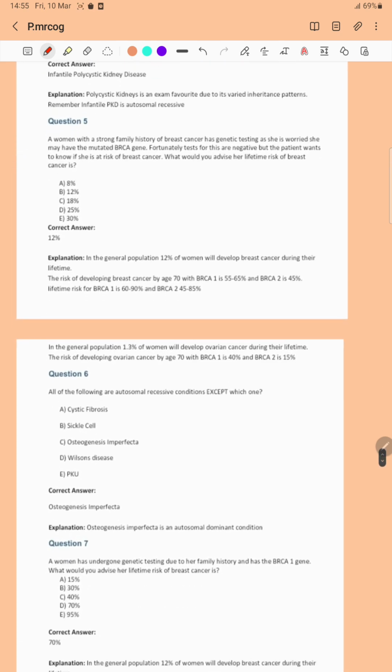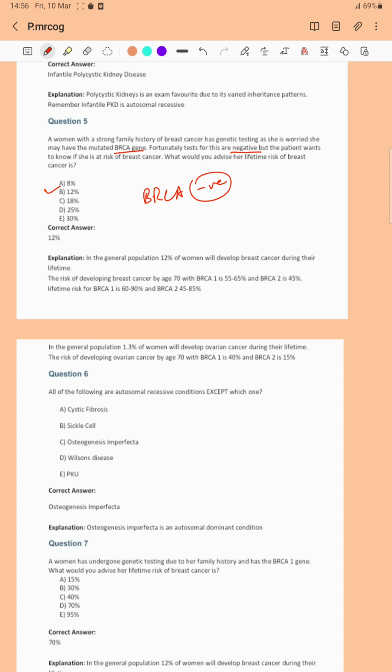So question number five, a woman with a strong family history of breast cancer has genetic testing. As she is worried she may have the mutated BRCA gene, the test is negative, but the patient wants to know if she is at risk of breast cancer. What would you advise her lifetime risk of breast cancer is? As the BRCA genes are negative, the patient belongs to the general population, and among the general population, it is a 12% risk of developing breast cancer during their lifetime.